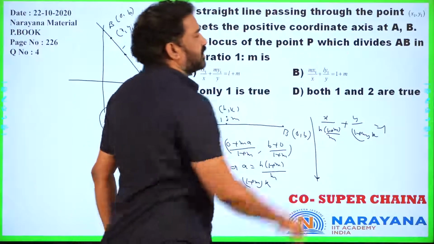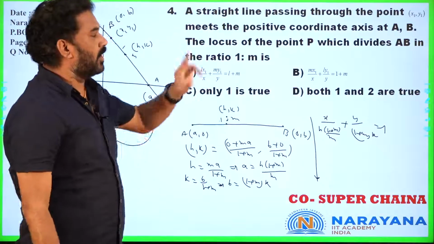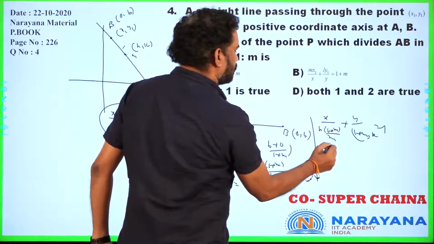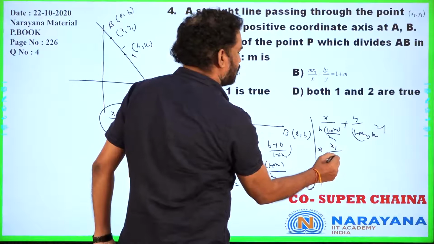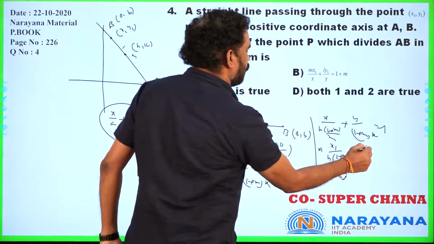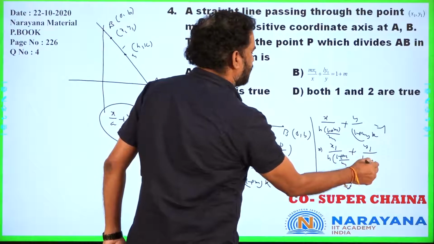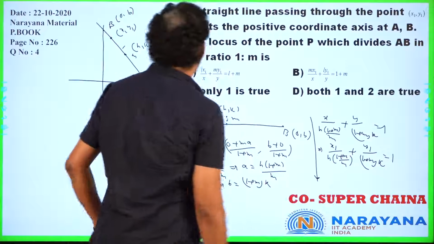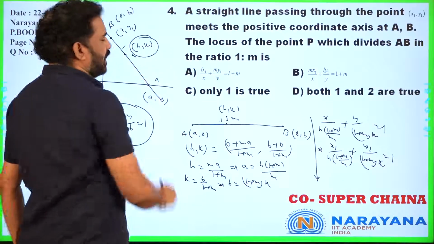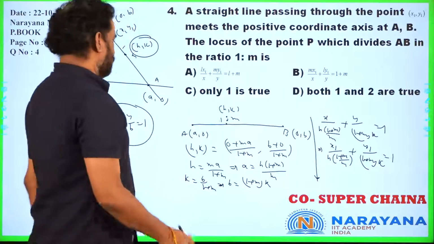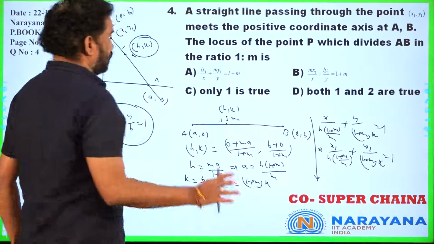The line passing through h comma x1 comma y1. Substitute it, then it becomes x1 by h into 1 plus m by m plus y1 by 1 plus m into k equals 1. Then the locus of the point h comma k, replace h comma k with x comma y. That is the answer. Okay, right, understood.